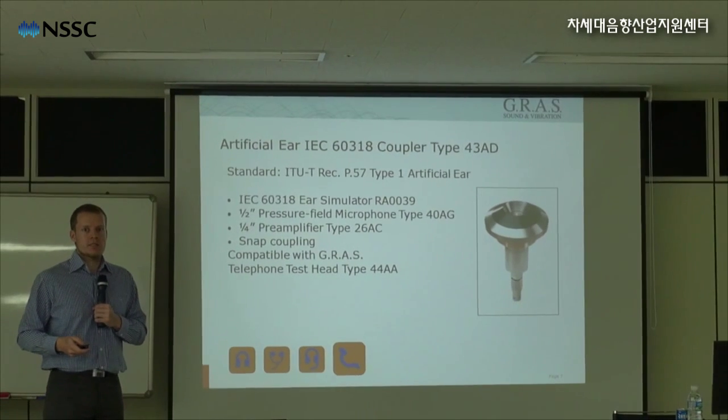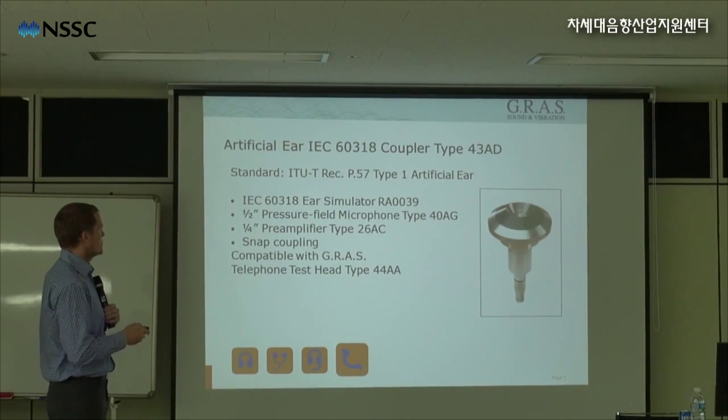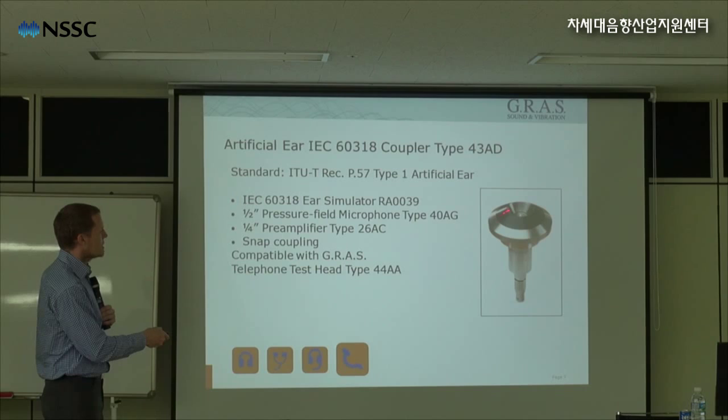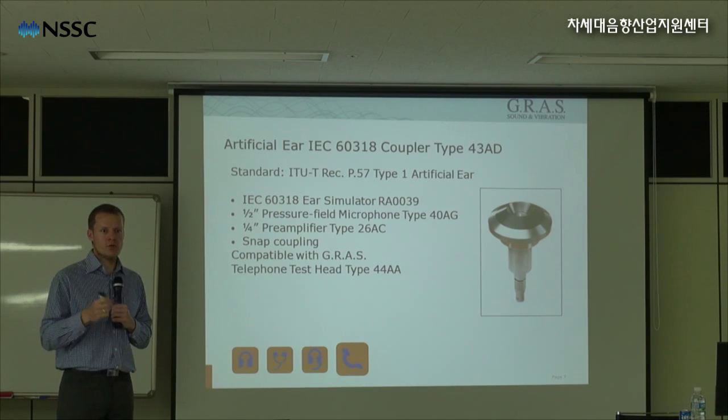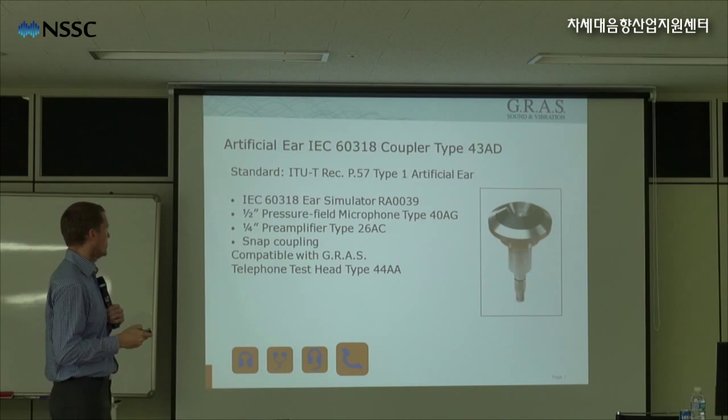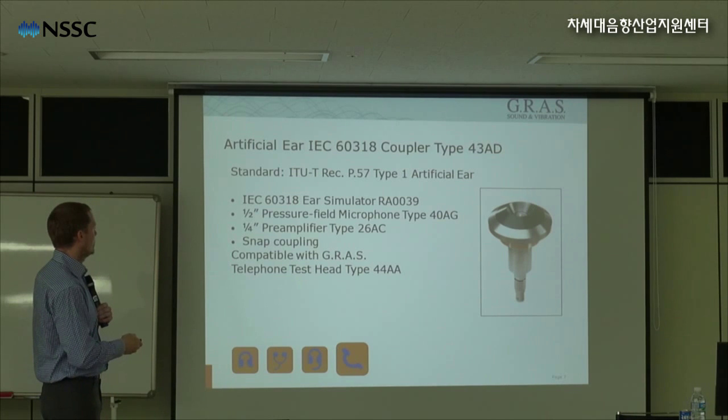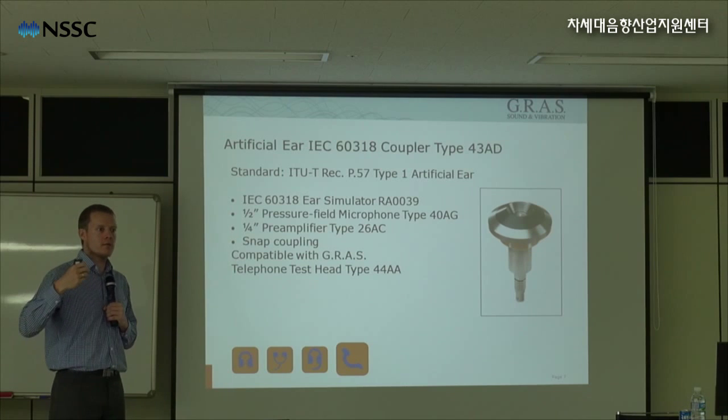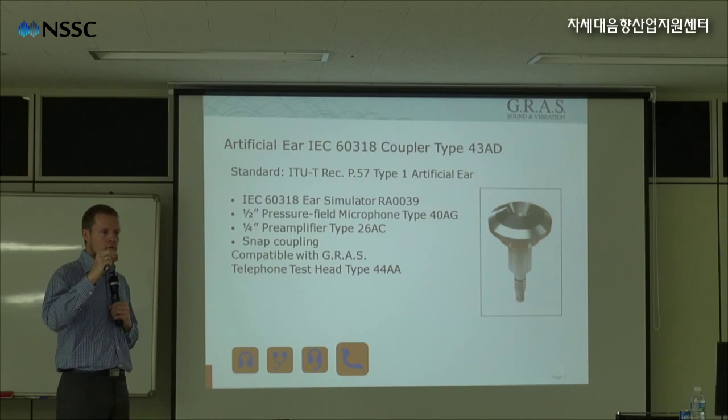This is actually the same setup as the first we saw. So you have the same opening here with the microphone inside. This is a 318 coupler, and this is a test jig setup for telephone testing typically. So when you use this, you typically use it together with the GR.A.S mouth to have a simulation of the speech signal and the hearing signal.